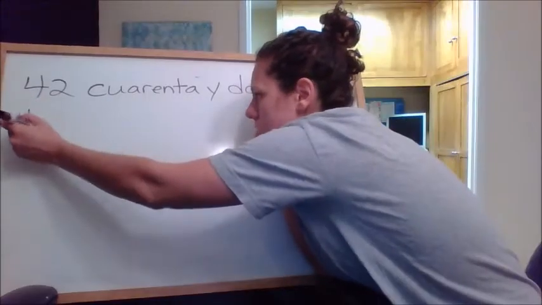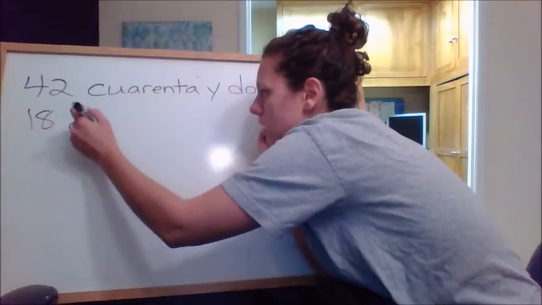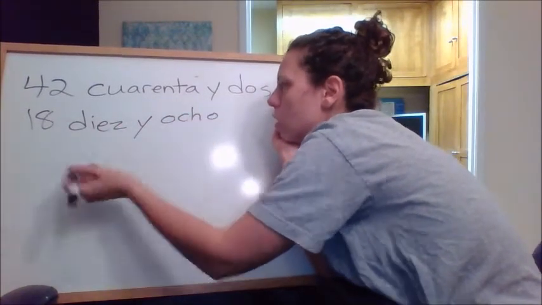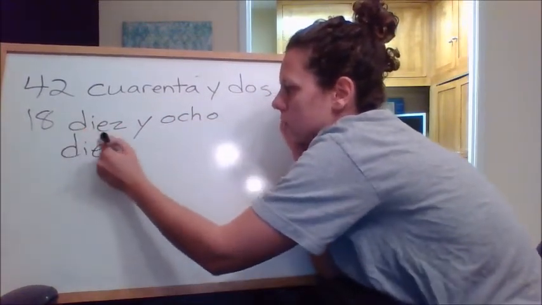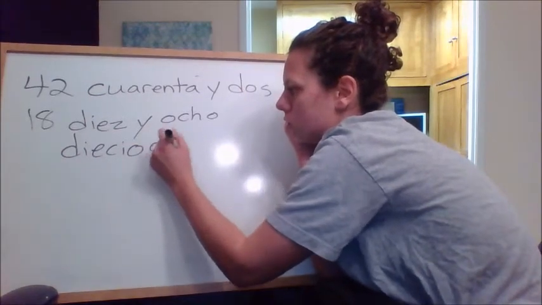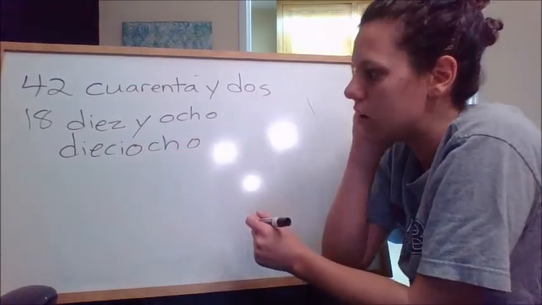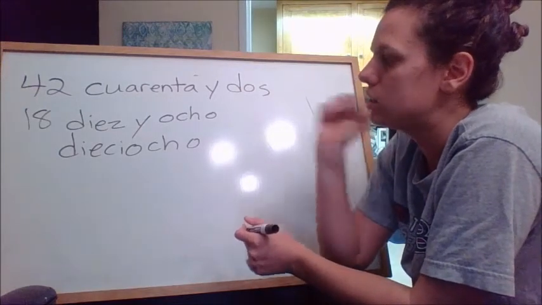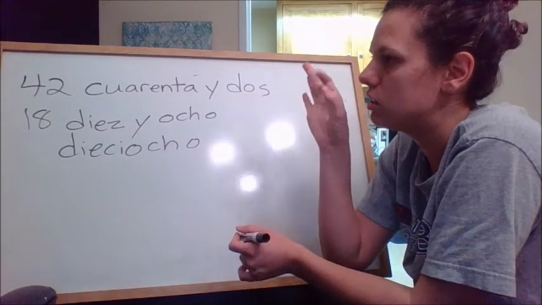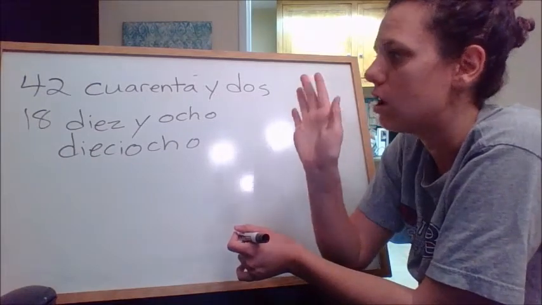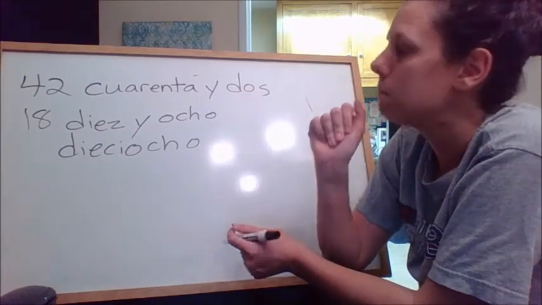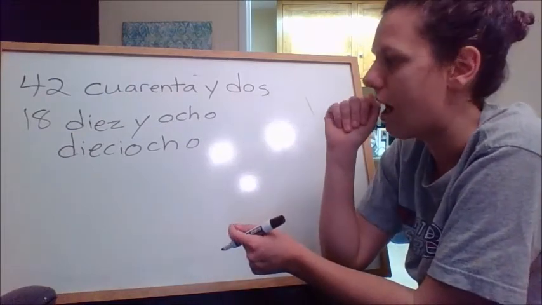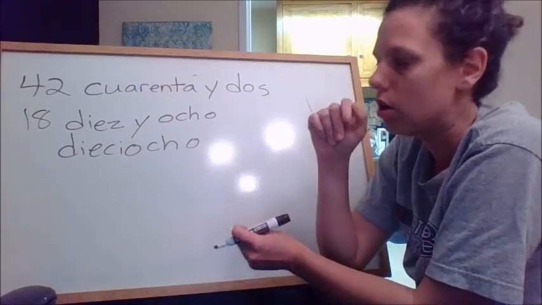So like 18 could be diez y ocho or dieciocho. Either one is correct. So any way you want to do that. So remember 16 through 19, so 16, 17, 18, 19, and then 21 through 29. All of the other numbers have 1 word.